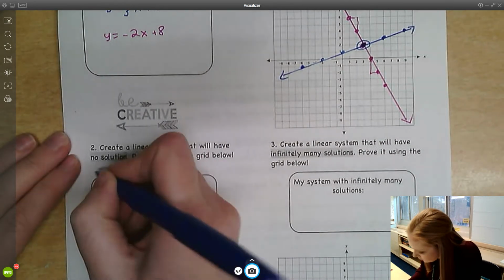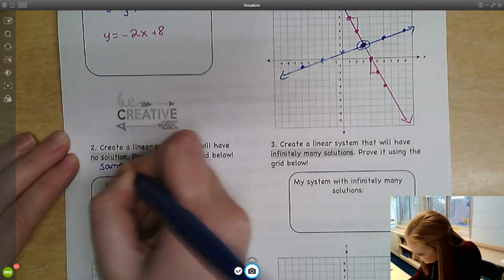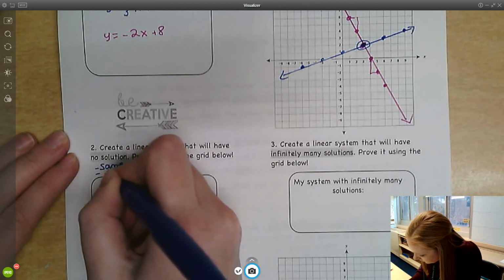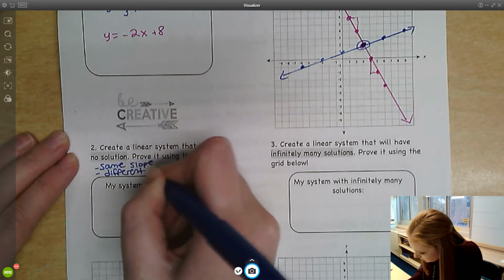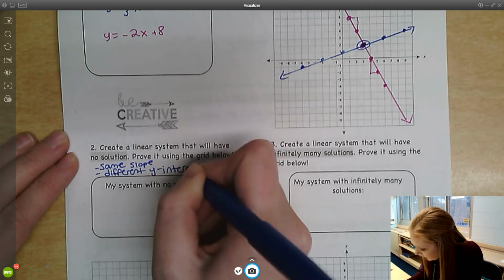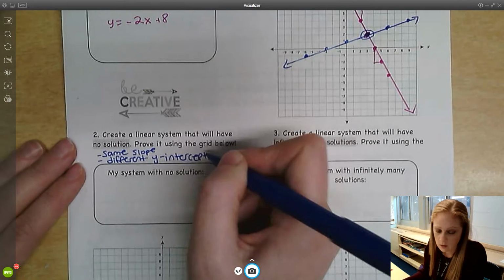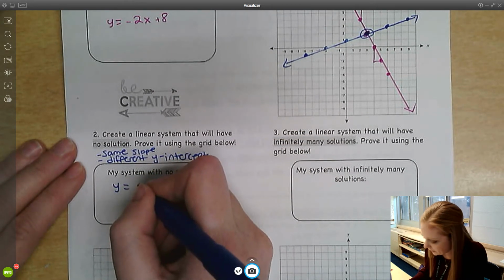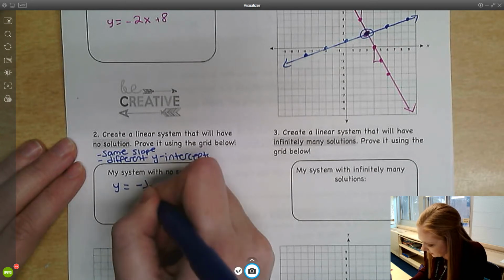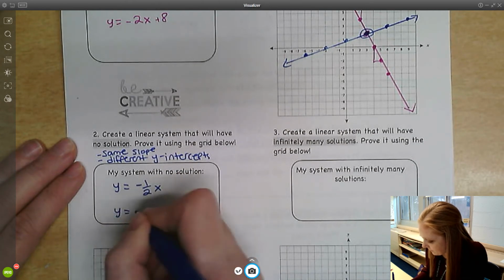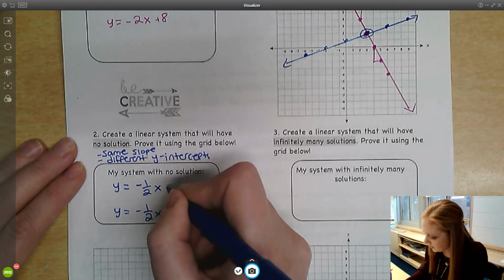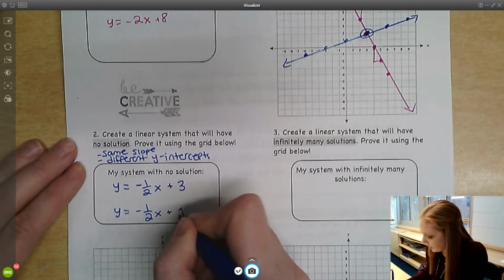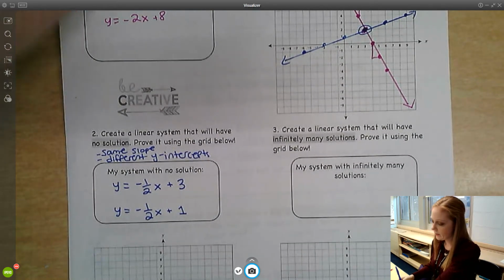So in order for them to have no solution, they have to have the same slope and different y-intercepts. So let's just make that up right now. Same slope. So let's see, maybe I'll make my slope negative 1/2 x. You can make up whatever you want. Different y-intercepts. So this one will start at 3, and this one will start at 1. Let's graph them. Hopefully it works.